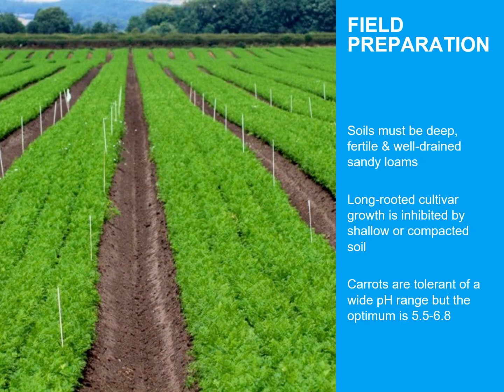So in terms of field preparation, what are the optimal field and soil characteristics for growing carrots? As I mentioned in the previous screencast, some cultivars which tend to be short are quite tolerant of heavier soils, but the longer, more tapering cultivars of carrot must be grown on deep soils which are well drained and very fertile, typically a sandy loam. Long-rooted cultivar growth is generally inhibited by shallow or compacted soil.